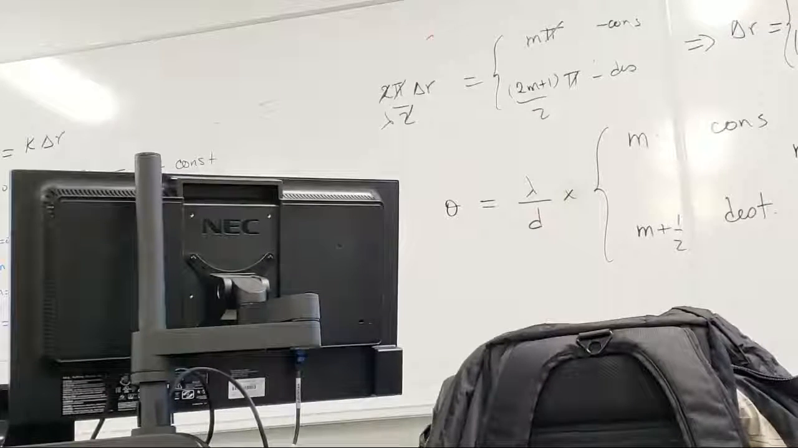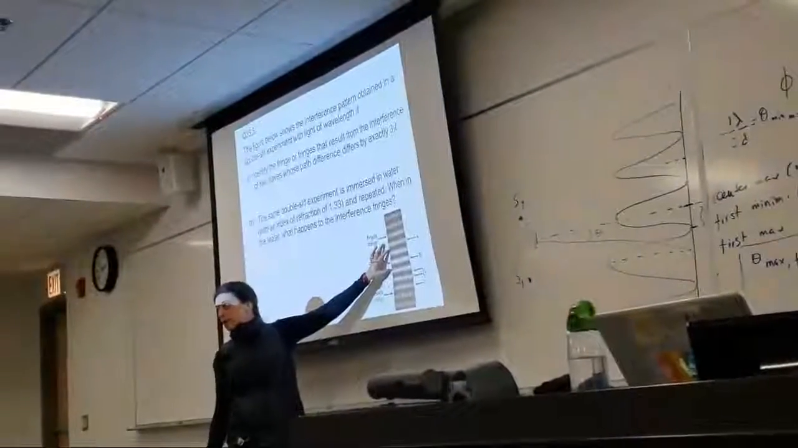Identify the fringe or fringes that result from the interference of two waves whose path differs by exactly 3 lambda. This is the central fringe. What is the path length difference for the central fringe? 0. So the next bright fringe above and below the center one would be m equals plus or minus 1, so 1 lambda.